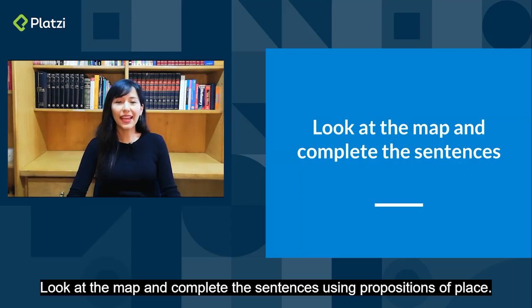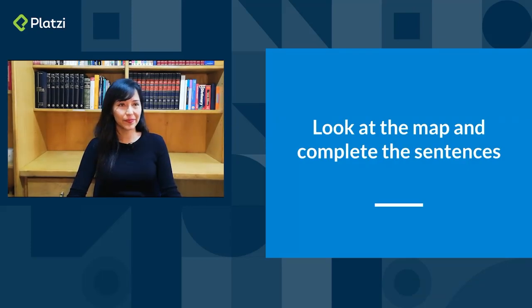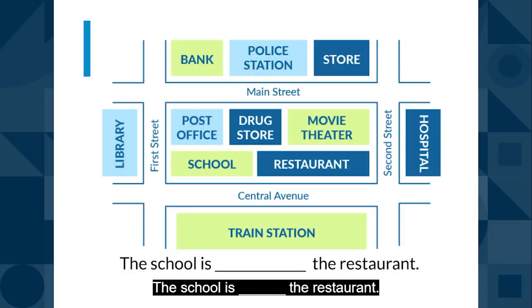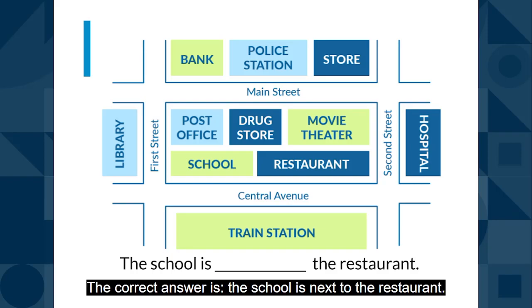Look at the map and complete the sentences using prepositions of place. The school is the restaurant. The correct answer is the school is next to the restaurant.